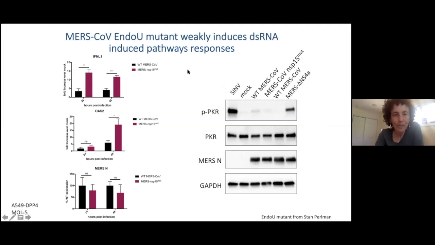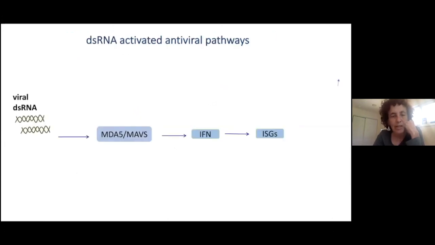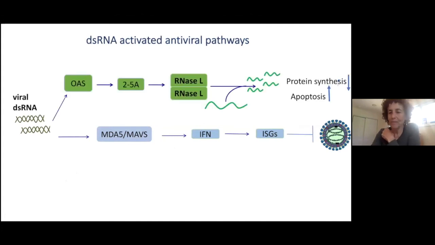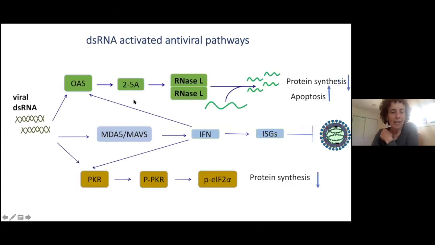So the conclusion from this is that MERS encodes several antagonists, and a single mutation of any one of them has a very small effect. So they likely work together to really knock down these pathways. Just to conclude here, here are the pathways again.